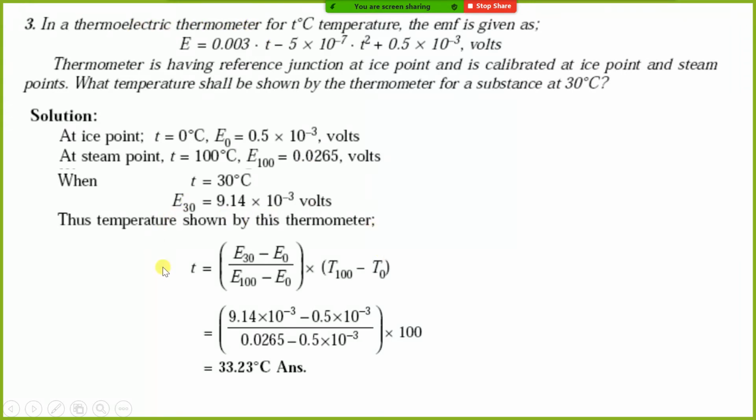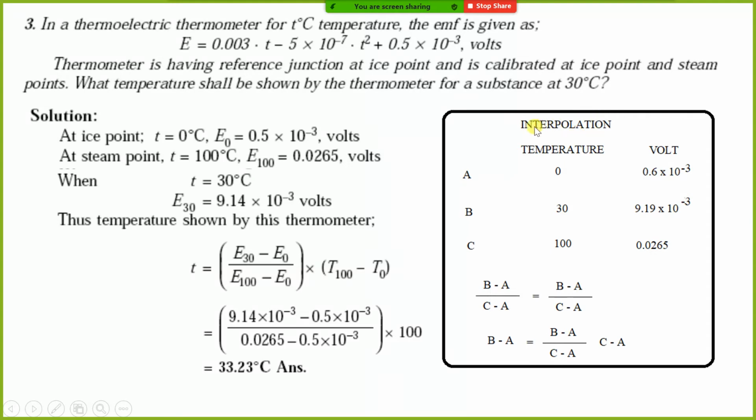Now, how did this formula come into the picture? This formula is called the interpolation formula. Look here. This is the interpolation. How to do interpolation? We have two parameters, temperature and volt. We have temperature 0 degrees Celsius, that is ice point. We have temperature 100 degrees Celsius, which is steam point. And we have to calculate the temperature shown by the thermometer at 30 degrees Celsius. Therefore we have three temperatures, 0, 30 and 100.